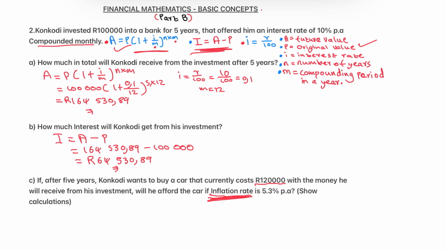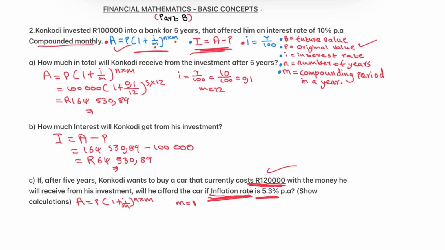Clear? So we're just going to go straight to saying, let's first calculate how much this car will cost in 5 years' time, right? If it is 120,000 rand right now, how much will it cost in 5 years to come? We're going to grow this money using this rate. Clear? So we're going to say A is equal to P into 1 plus I over M, all to the exponent N times M. But now, mind you, our M will always be 1 for inflation, meaning it is not compounded monthly, quarterly, semi-annually, and so on, right?